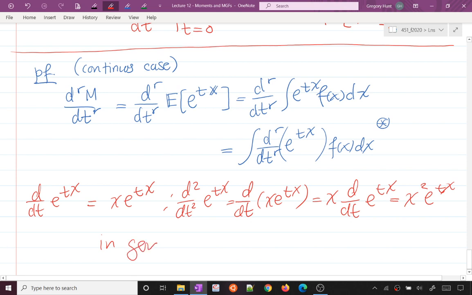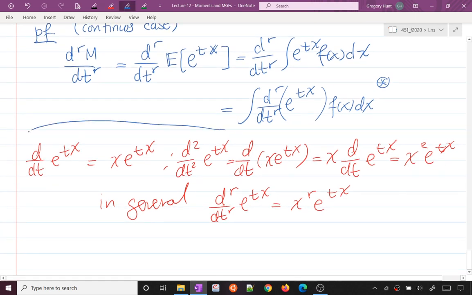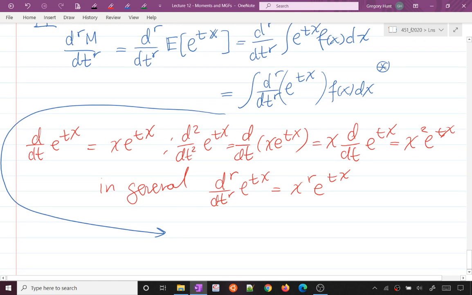In general, you could just keep playing this game. You could actually prove this by induction. If I look at the rth derivative, d^r/dt^r of e to the tx, I'll end up pulling down x r times, and I'll be left with e to the tx. That's a useful fact, because I can now write this integral as the integral of x to the r, e to the tx, f(x), dx.